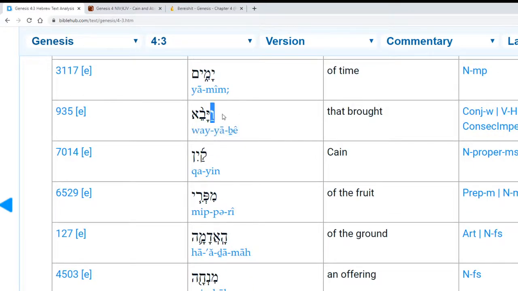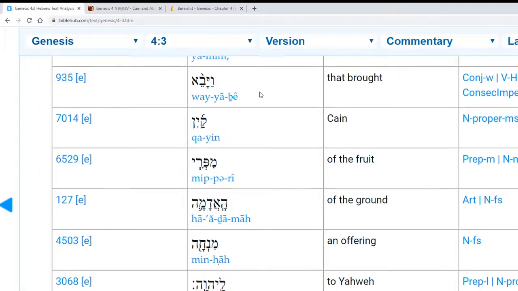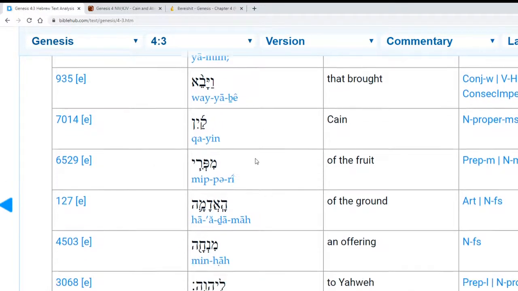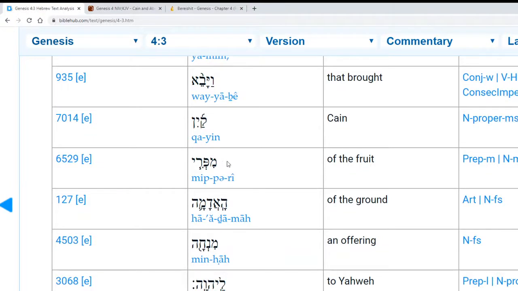Vayaveh, so conjunctive vav, and bet aleph hey is to come. Yaveh, if this is in the imperfect hifil, which I agree with, it is to bring, right? Heavy. So he brought, right? Vayave, and actually this is in the imperfect. Vayave, and Cain would bring, right?